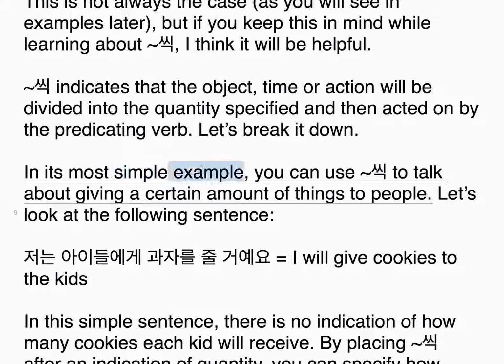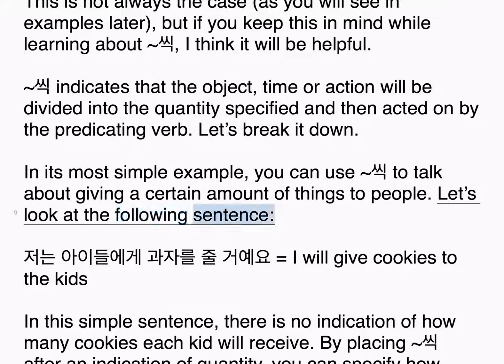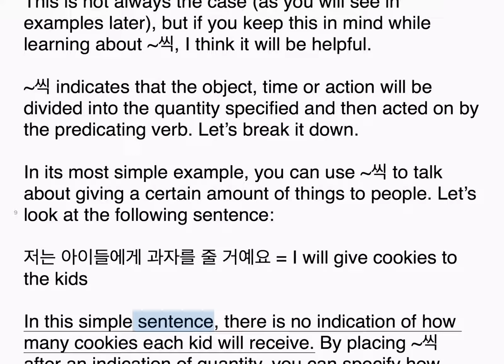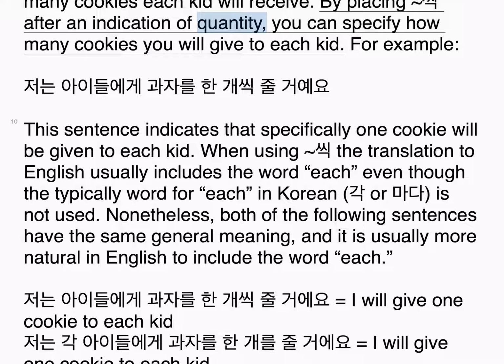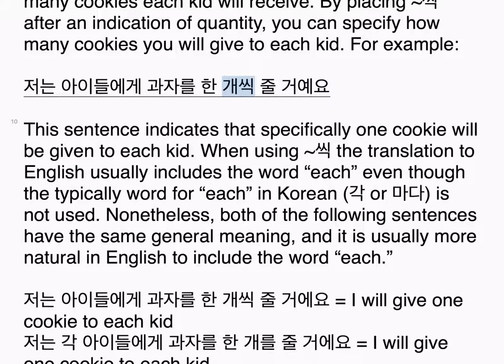In its most simple example, you can use 씩 to talk about giving a certain amount of things to people. Let's look at the following sentence. 저는 아이들에게 과자를 줄 거예요. I will give cookies to the kids. In this simple sentence, there is no indication of how many cookies each kid will receive. By placing 씩 after an indication of quantity, you can specify how many cookies you will give to each kid. For example, 저는 아이들에게 과자를 한 개씩 줄 거예요. This sentence indicates that specifically one cookie will be given to each kid.